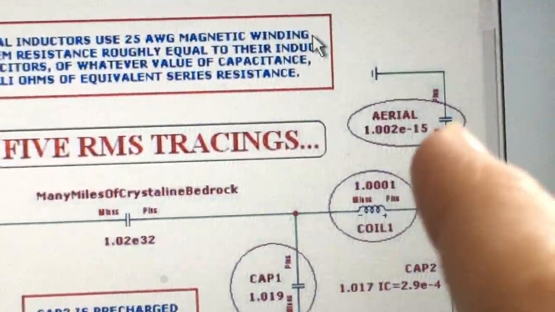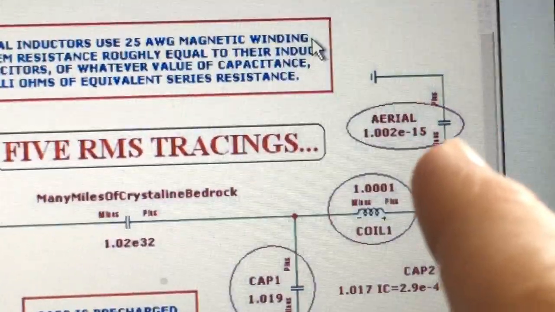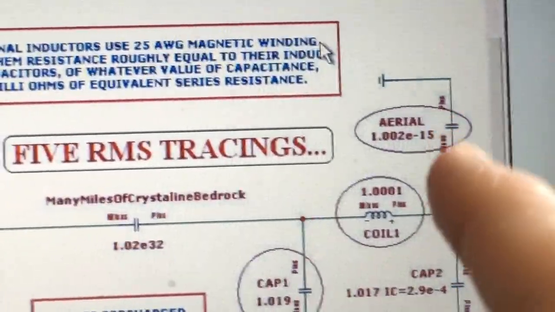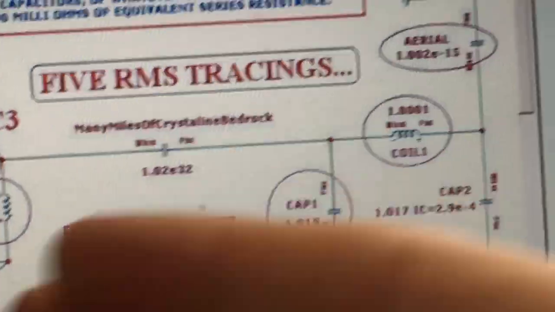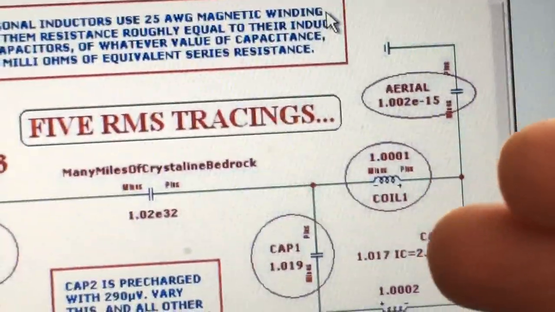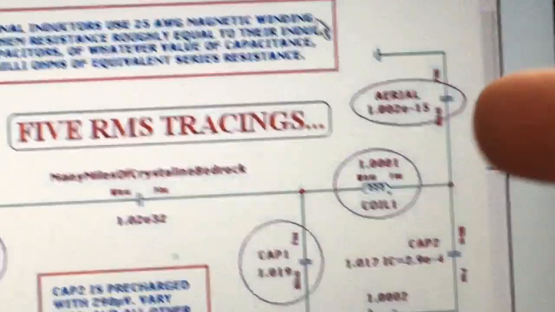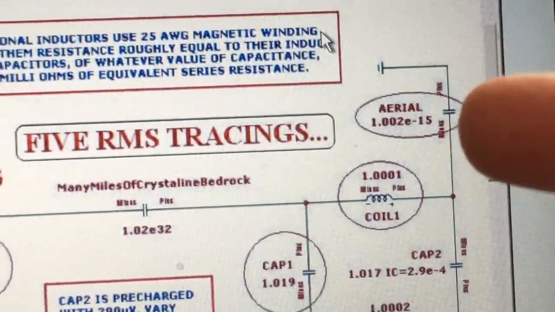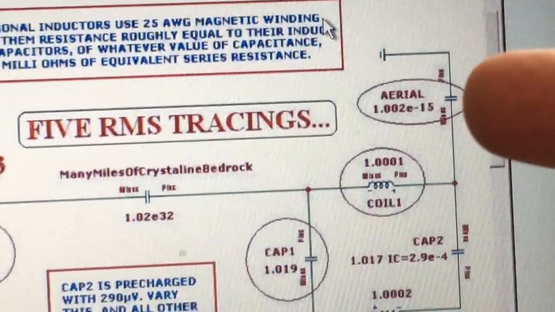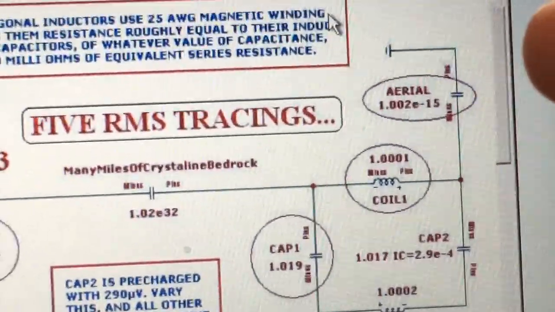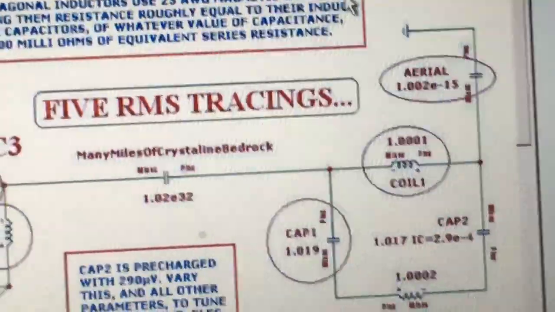Now the aerial has to be a low value of capacitance, the aerial component, because that protects the rest of the circuit from the loss of voltage leakage to ground. So you've got to put that cap there to protect everything, and it has to be a very, very low value. It's the only one that's very low. How do you get it to be that low? It can't be that hard.